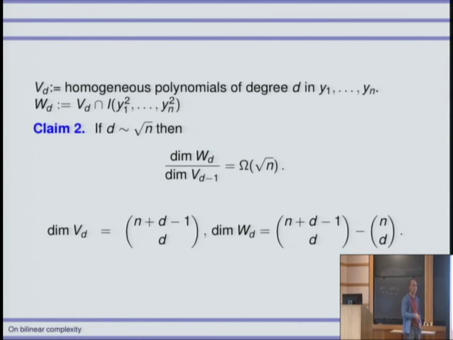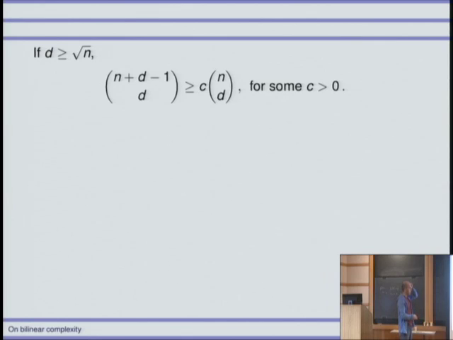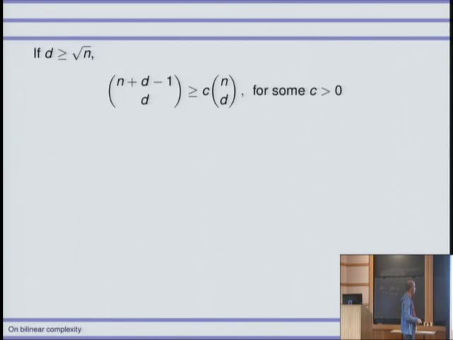I sincerely hope so, but yes, I think yes. Maybe you could save on constants, but I don't think you can get anything better than square root of n. So this is just a computation, but basically, if you choose d greater than square root of n, then the term n plus d minus 1 choose d will become a constant times n choose d bigger, which you see by substituting and computing.